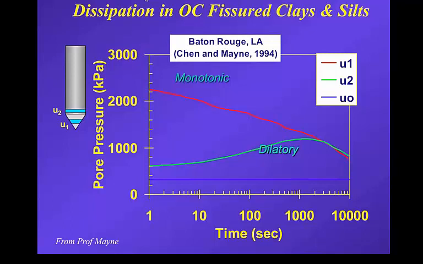Now, one of the difficulties is that people have observed that that's fine if you've got a nice monotonic decay of pore pressure, but sometimes you see this response where the pore pressures initially rise before they drop. And Professor Main referred to this as a dilatory response, so a soil that has more dilation, and so you get these lower pore pressures on the shoulder, and they rise up.